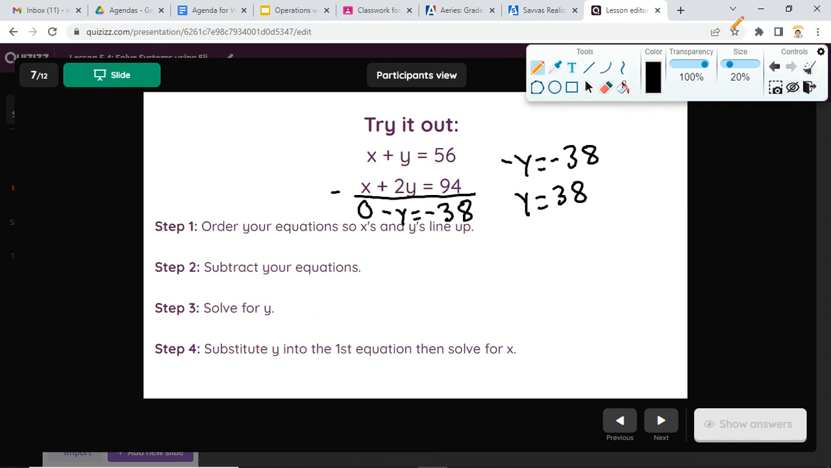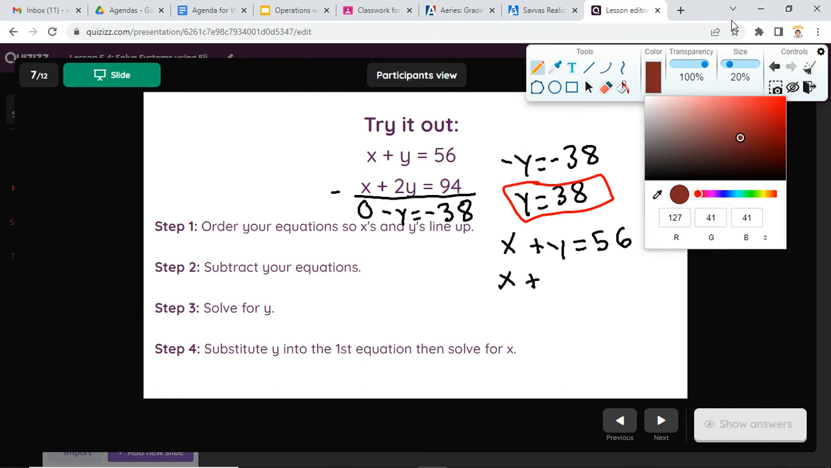I just divided both sides by negative 1. Or you can think add y, add 38. You get y equals 38. All right, so now I'm going to go back to one of my original equations here. x plus y is equal to 56. Except now my y is equal to 38. So instead of my y, I'm going to replace it with 38.